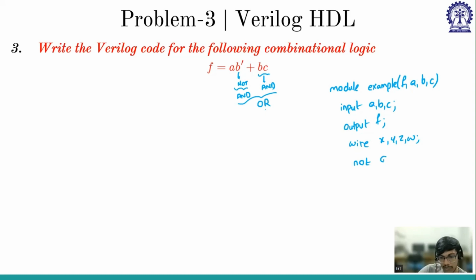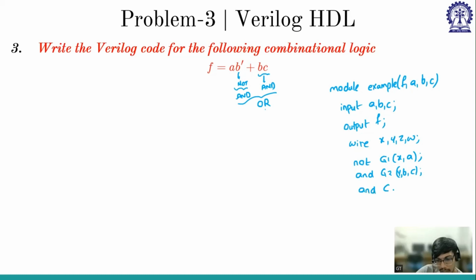So first, for the NOT operation, what will be the code? Not, some gate one, x comma a. Okay. And for the AND operation, how will I write? The same, and gate two, with B comma C, and the output is say y. So output is y, input is B comma C. And then we are doing this AND operation. So how will I write?